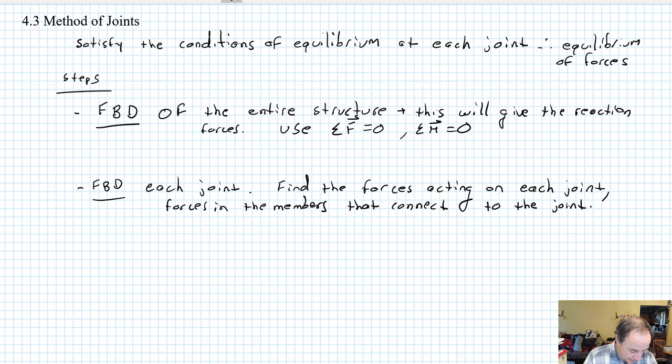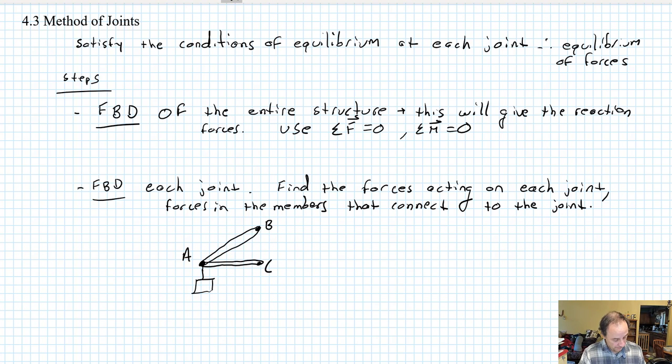if we had, let's say we have this member like this, and like this, and a horizontal member here. We're going to call where they come together A. I'm going to call this connection up here B, this connection here C. And there's some weight hanging from this. Okay, so this is our diagram of our structure.